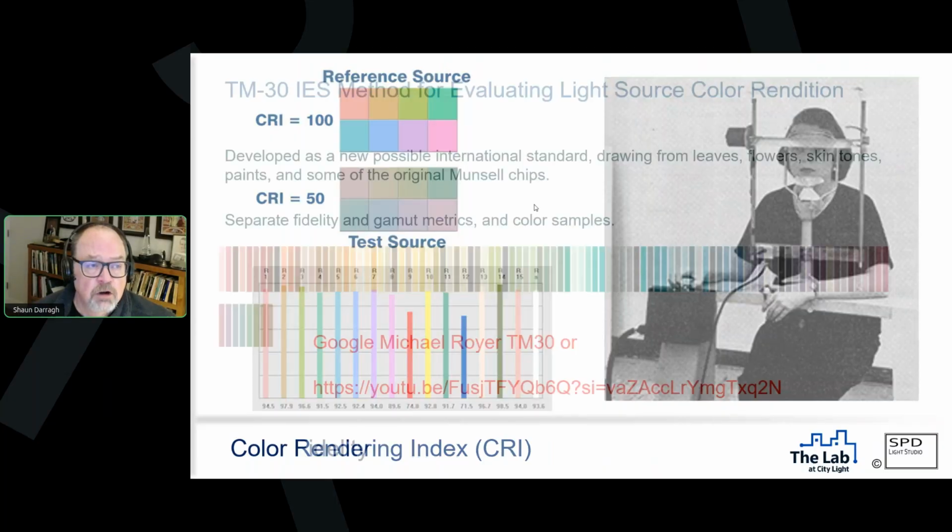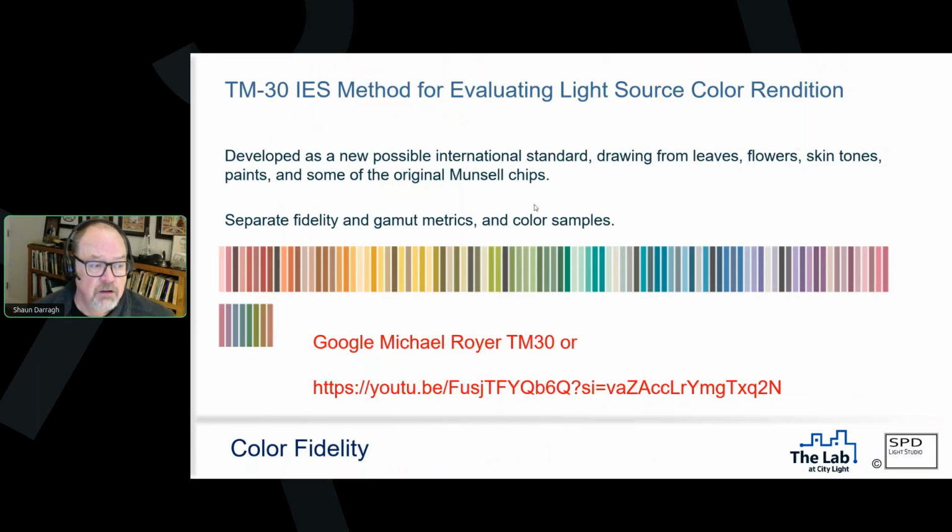Now there is a newer method called TM30, which is a much better method for evaluating the color rendition and the color fidelity. It gives you information about not only the rough fidelity, but also the color gamut, where the color is shifting, how the metrics work, and it uses 99 samples rather than 8, or the extended range, I think it was, what, 16.